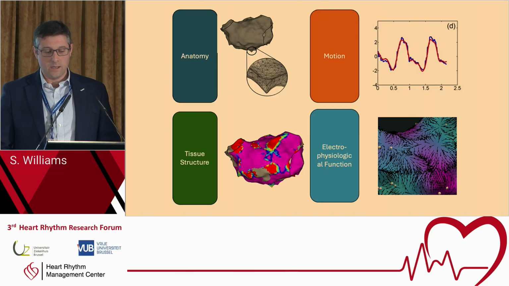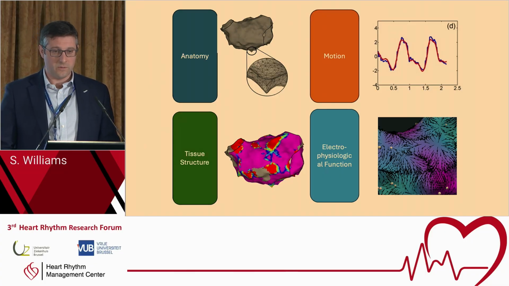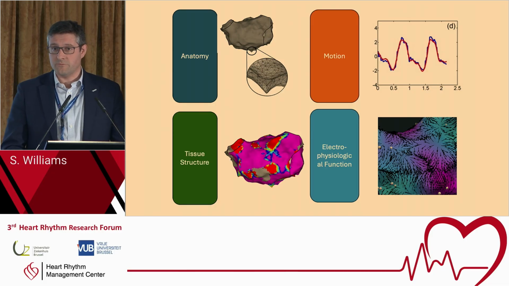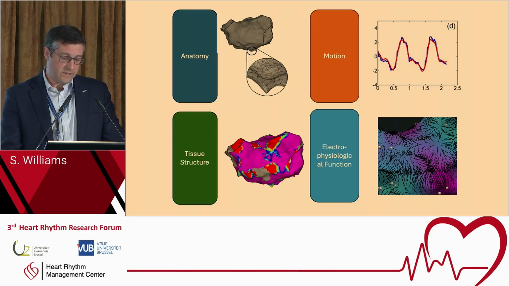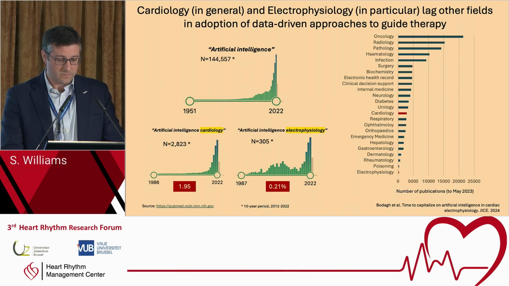In the bottom left is a voltage map, which you will all be familiar with, perhaps able to identify atrial fibrosis. And then finally, in the bottom right is shown a detailed view of the left atrial posterior roof, showing areas of slow conduction and also vectors representing activation direction.